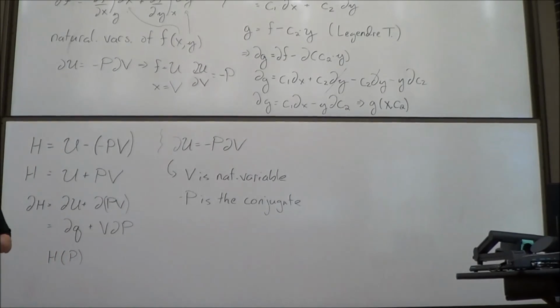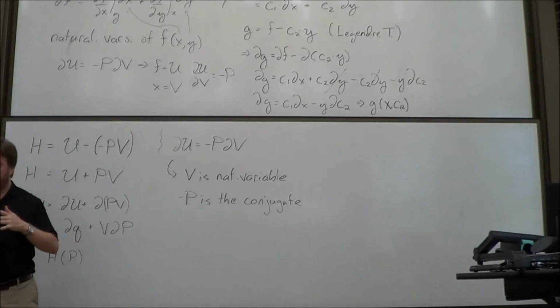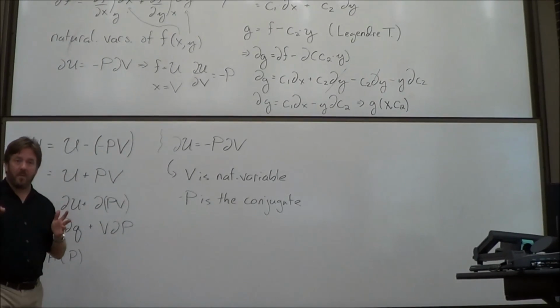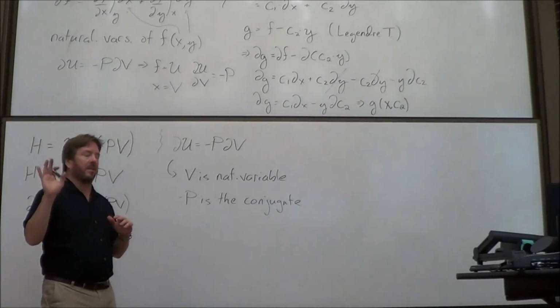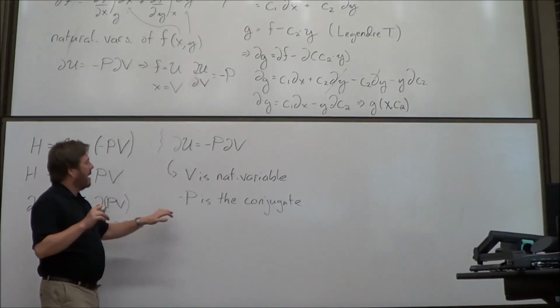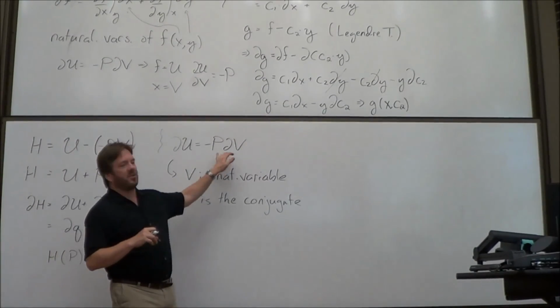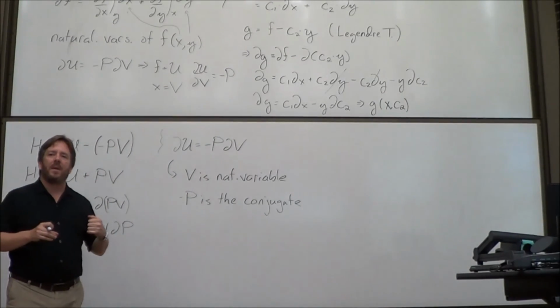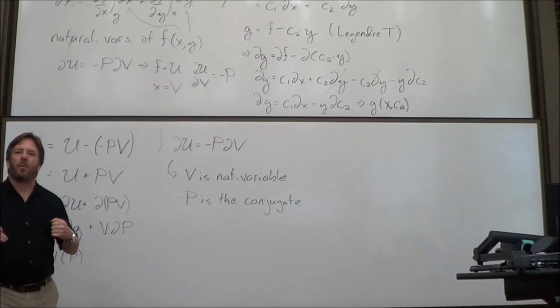Since this is a thermo class, all of our functions and Legendre transforms of said functions are going to be energy of some form: U, H, and G. There's another one that we're going to get to in a little bit. They've got their natural variables. I've shown you how to identify that. The thing that they multiply to get energy will be the conjugate of that variable.